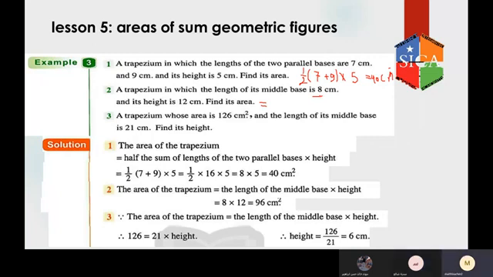The middle base here is 8 and the height is 12. Then the middle base is 8 times the height, which is 12. 8 times 12 equals 96 square centimeters.